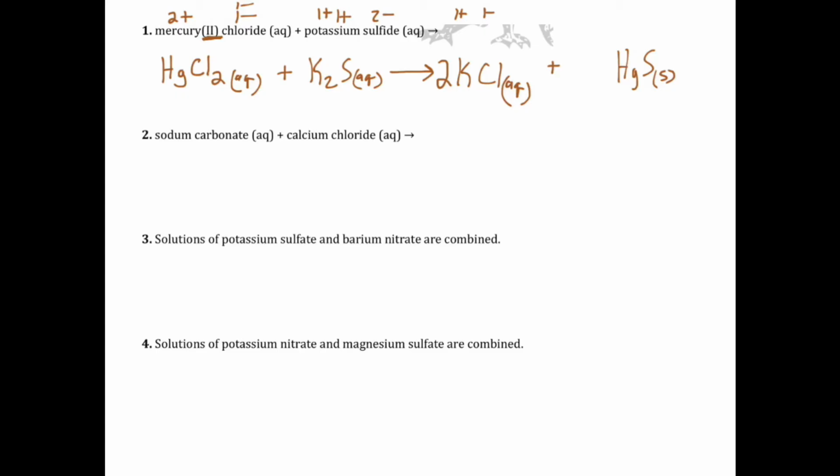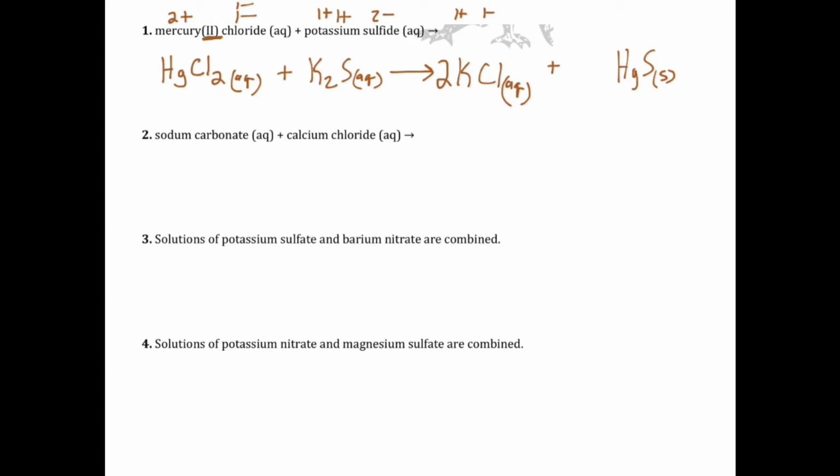Now, these problems here are asking us to identify the net ionic equation. So what is the net ionic equation? And we're also going to identify the spectator ion. So this is actually really easy. Once you see how this works, it's really easy.